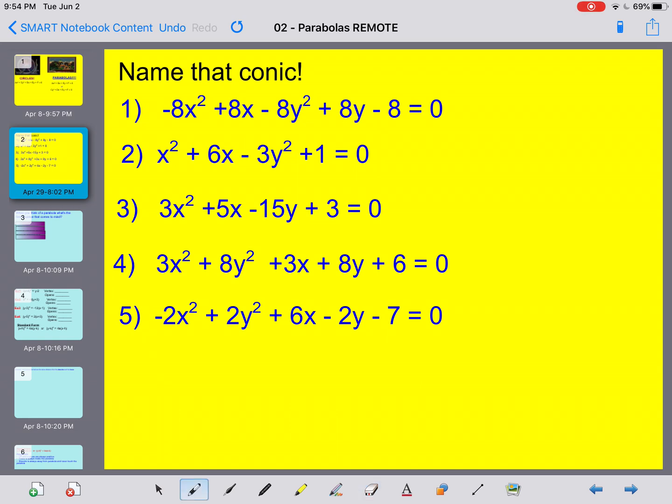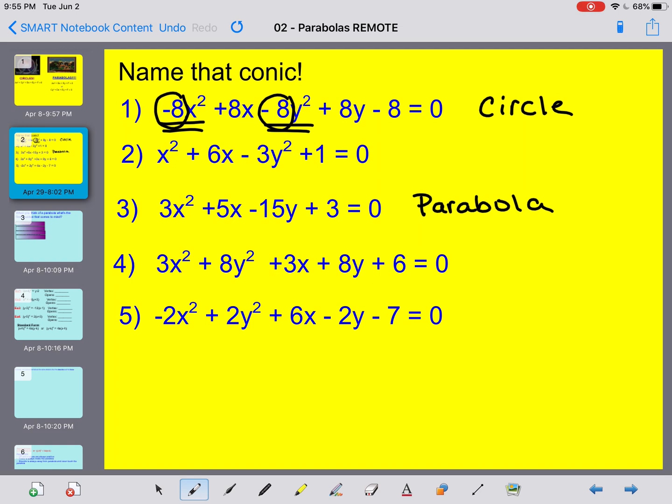So our circle is number 1. The reason this is a circle is because it has the x squared and it has the y squared, and those a and c values are equal to each other perfectly. Our parabola is number 3. Reason being it doesn't have a y squared term. And then that's it. Okay, now the other ones are either ellipses or hyperbolas.